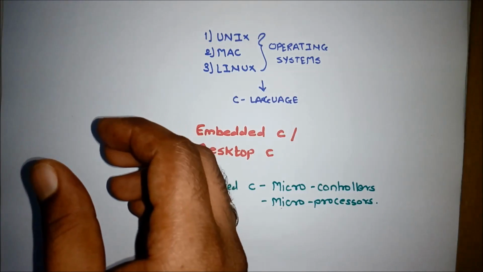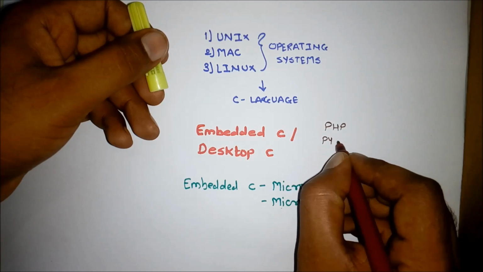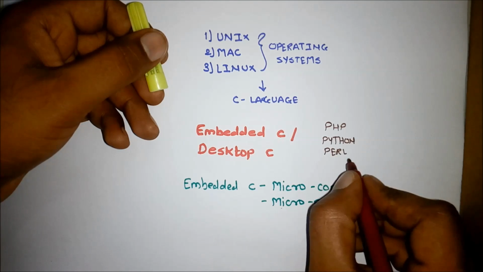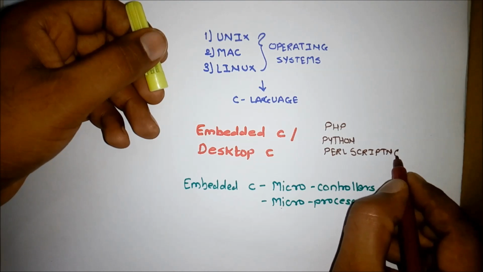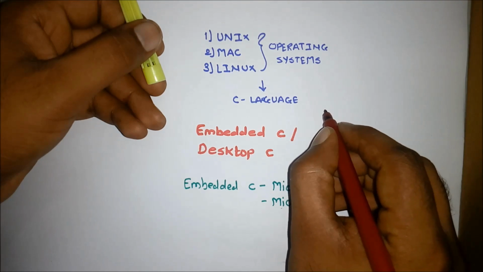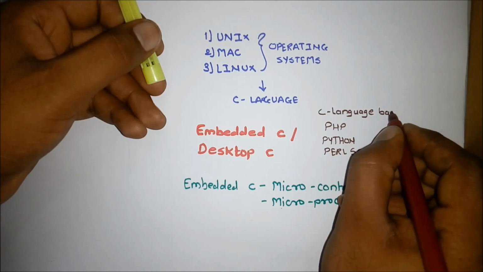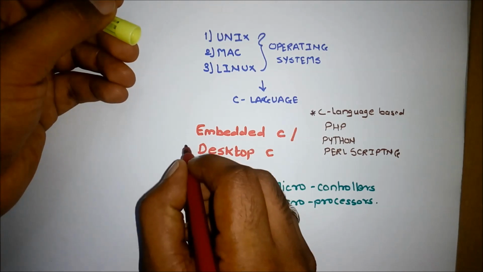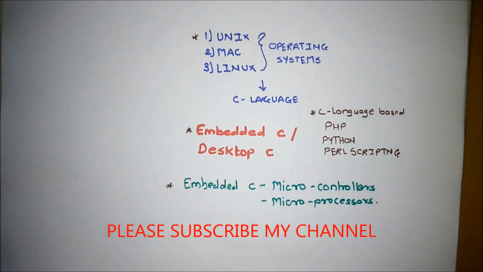I'm writing it down here: PHP, Python, Perl. Perl is a scripting language. Okay guys, this is our main topic. Next is Python and Perl are written in C.